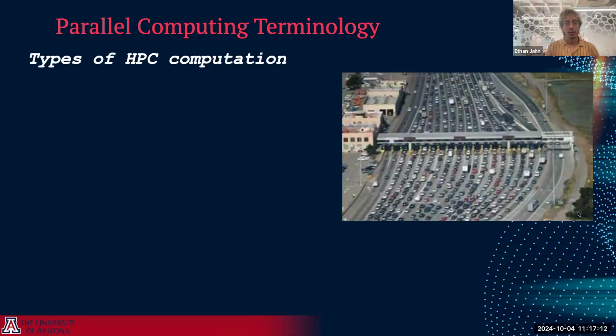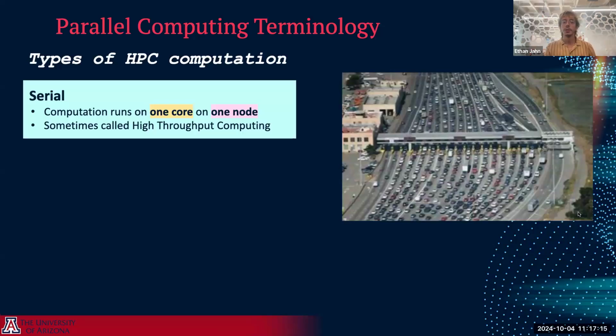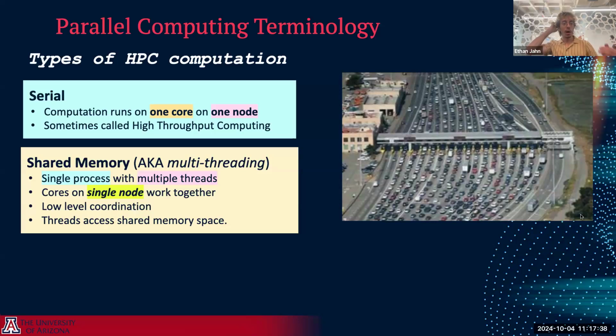So let's talk about the types of computation that are available on HPC. So we talked about serial computation before. This is a computation that runs on one core, on one node. Sometimes it's called high throughput computing. This is, again, just breaking down one problem into a discrete series of tasks and running them sequentially. So you only need one core in order to do this. So one type of parallelism that's available on HPC is called shared memory parallelism, also called multi-threading.